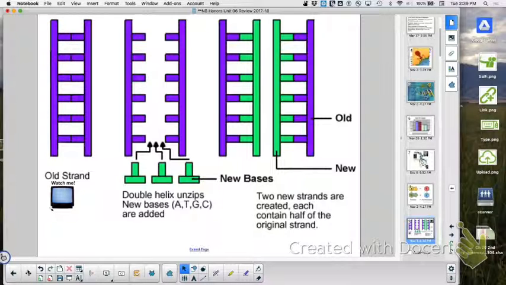Okay, so there's adenine, thymine, cytosine, guanine, held together by hydrogen bonds. The backbone is phosphate.